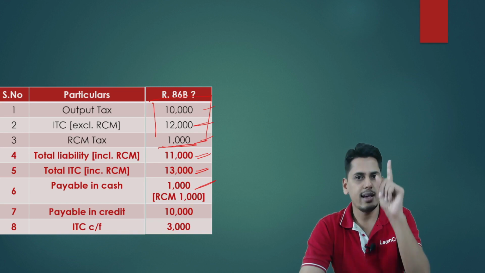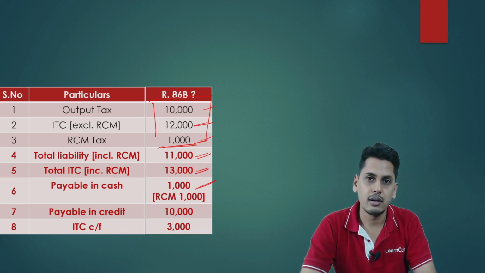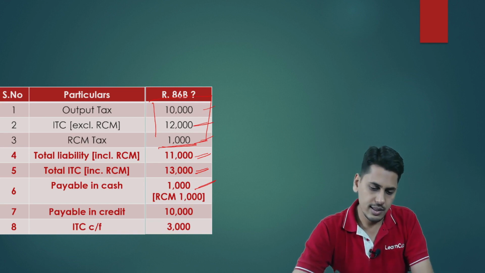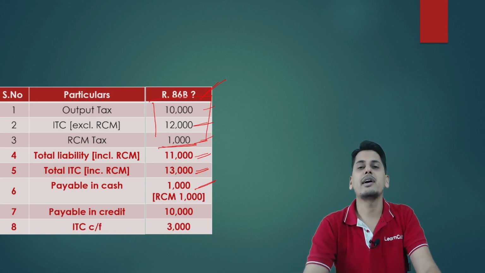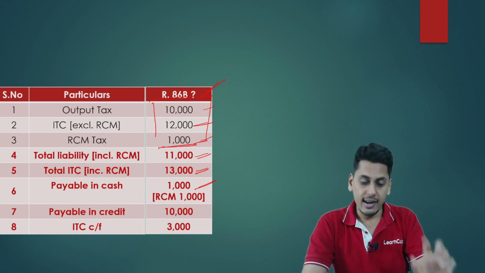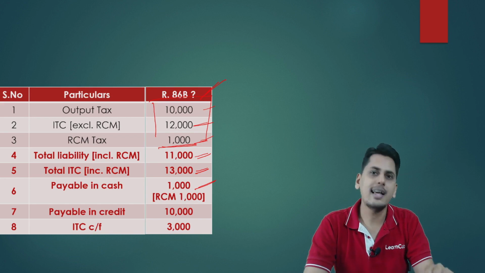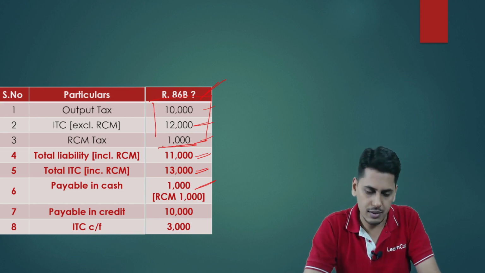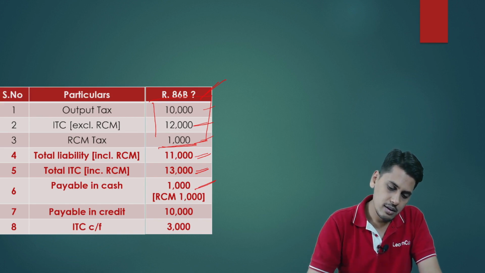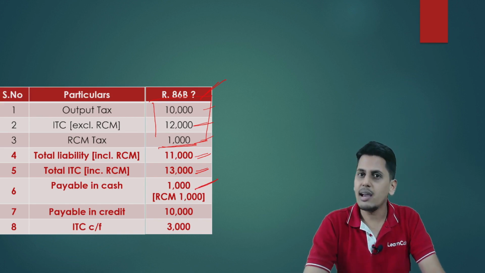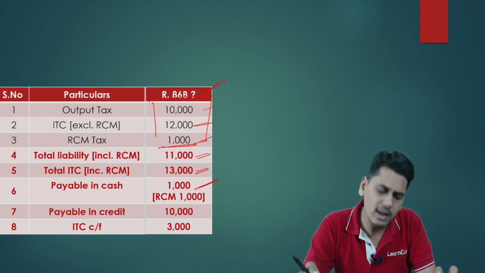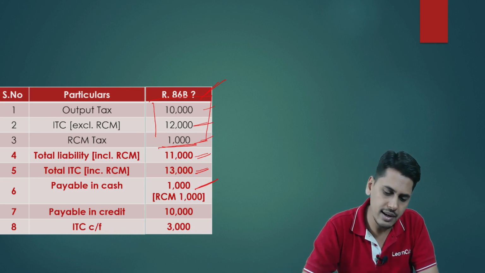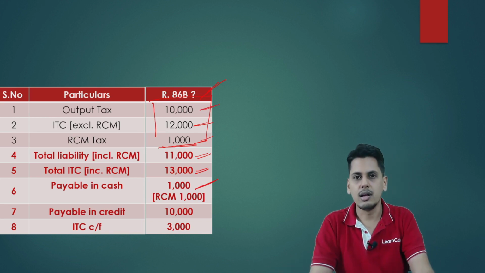Now friends, let's take scenario number 1. And in this logic of scenario number 1, let's try and analyze whether 86B is getting satisfied. Now friends, 1,000 is my RCM liability, I have discharged it through cash. What is my regular liability other than the RCM liability? It is 10,000.